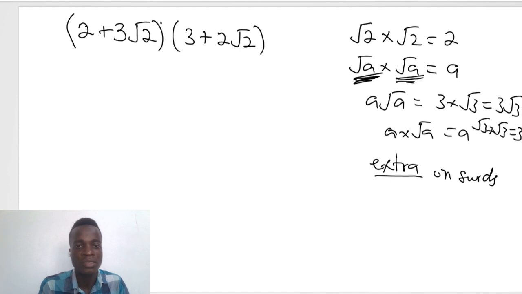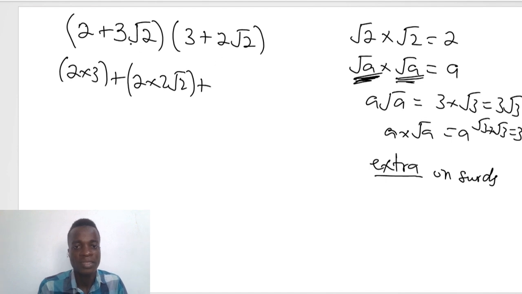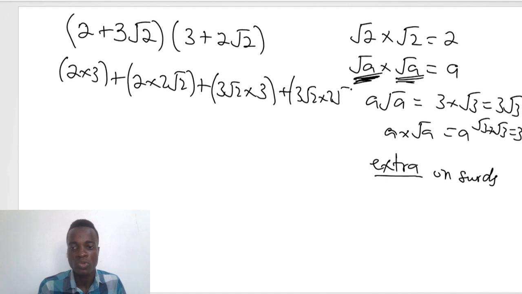So let's look at our example now. Let's expand. 2 times 3. So I'm having 2 times 3 here. So you multiply the other term, this whole thing is a whole term, plus 2 times 2 root 2, because this is multiplying the other term, plus this is 3 root 2 multiplying 3, then this term times this term, sorry, you're having 3 root 2 times 2 root 2.